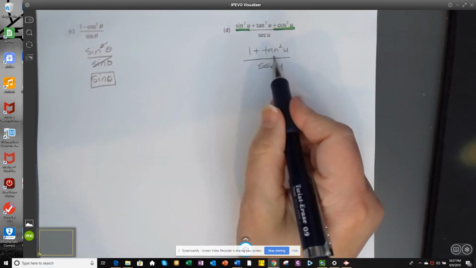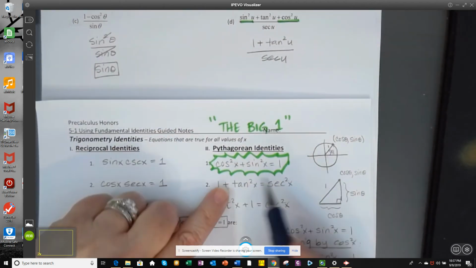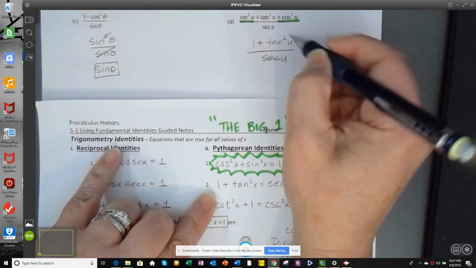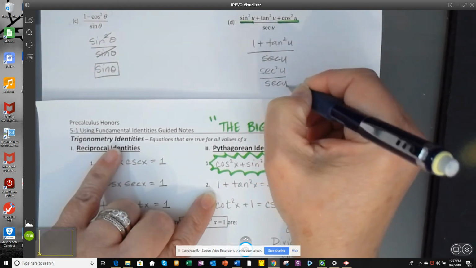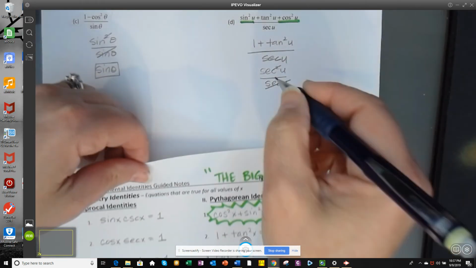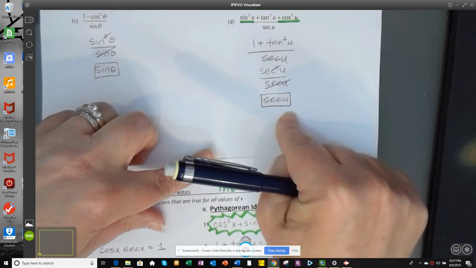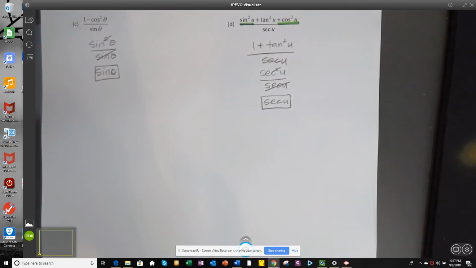Now, 1 plus tan squared u equals something because it's one of our Pythagorean identities here. 1 plus tangent squared x is equal to secant squared x. So I can change this numerator to secant squared u over secant u. And I can get rid of one of the secants on top and cancel out the bottom one, and I'm left with secant u. And this expression is simpler than the one we started with. A whole bunch less letters in that one, huh?